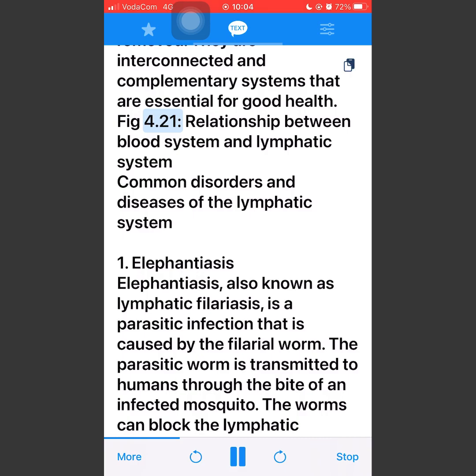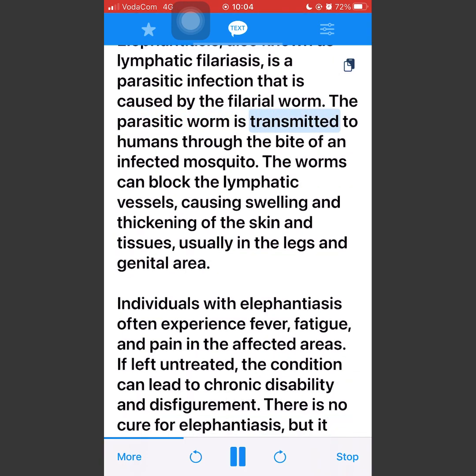Figure 4.21. Relationship between blood system and lymphatic system. Common disorders and diseases of the lymphatic system. 1. Elephantiasis. Elephantiasis, also known as lymphatic filariasis, is a parasitic infection that is caused by the filarial worm. The parasitic worm is transmitted to humans through the bite of an infected mosquito.